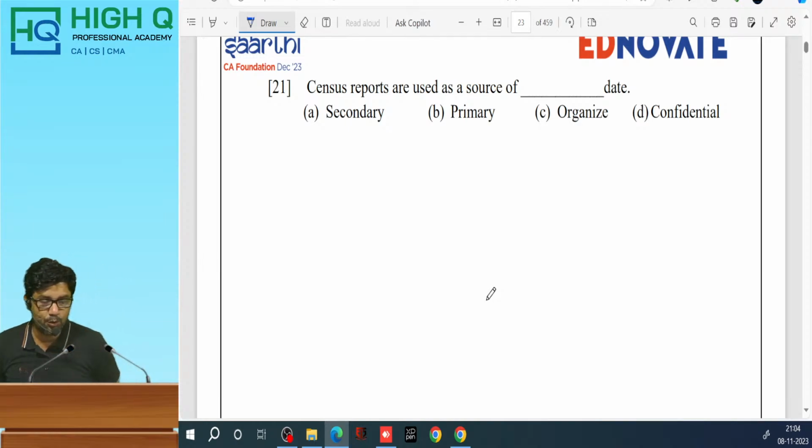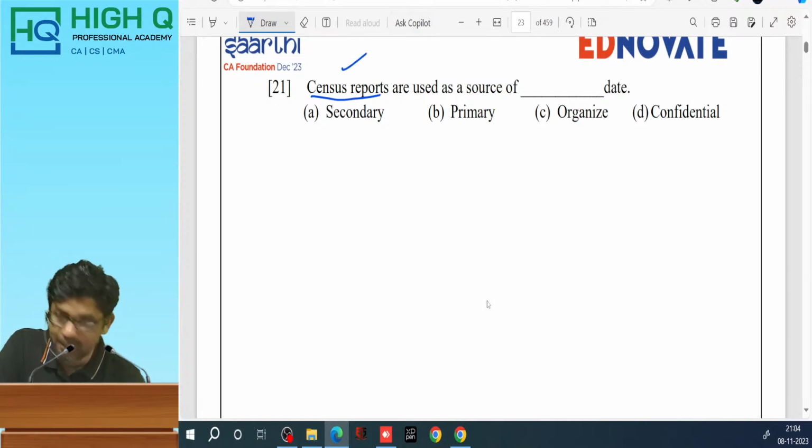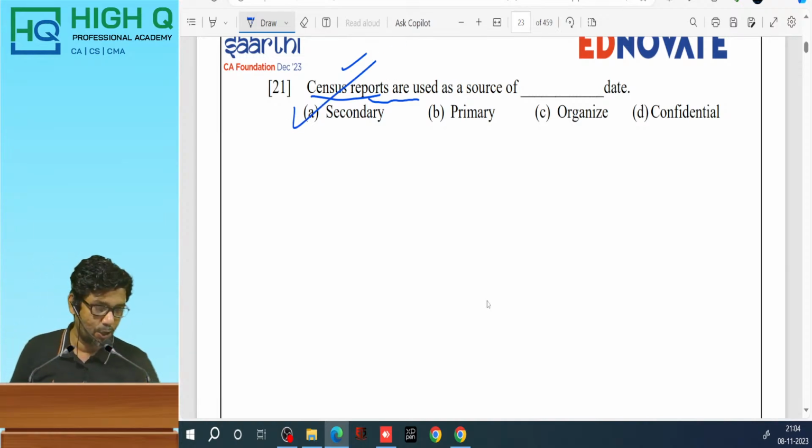Census reports are used as a source of dash data. Who all are giving me the answer? Is it secondary, primary, organized, confidential? Very good. Everyone is giving me the right answer. See, a census report is primary data. Generating a census report is primary data. But census reports are used, that is secondary data. Akhilesh, I hope now you understood what exactly the question is.